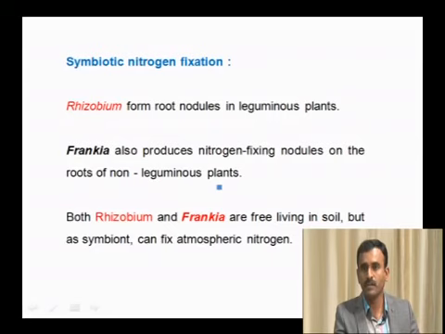Symbiotic nitrogen fixation is done by Rhizobium bacteria present in the root nodules of leguminous plants. Frankia also produces nitrogen fixing nodules in the plants. Both Rhizobium and Frankia are free living in soil, but as symbionts they fix atmospheric nitrogen. They help in the formation of root nodules.